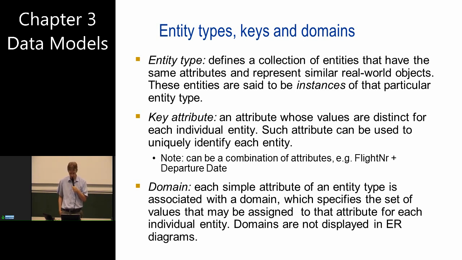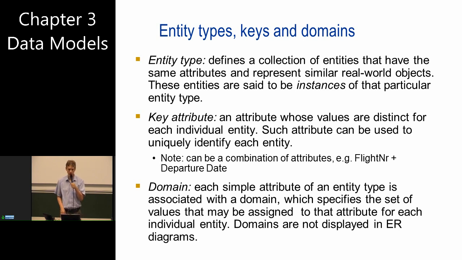A key attribute is an attribute whose values are distinct for each individual entity. Think about student and student number. A student has an individual student number, so student numbers can be used to identify students. They are what we refer to as key attributes. Such key attributes can then be used to uniquely identify each entity, and that will be very important for physical storage, as we'll see later on, as well as for implementing relationship types, but that we're going to come back to later on.